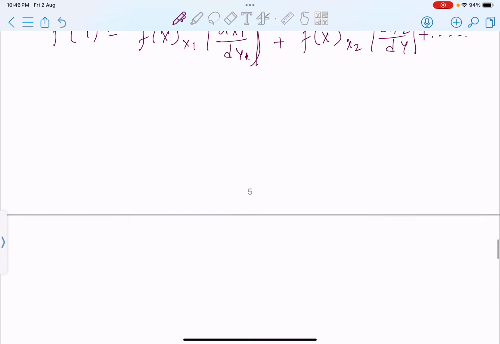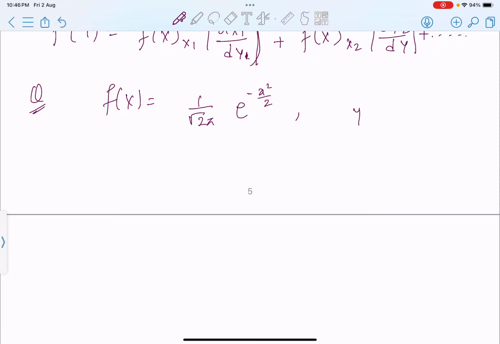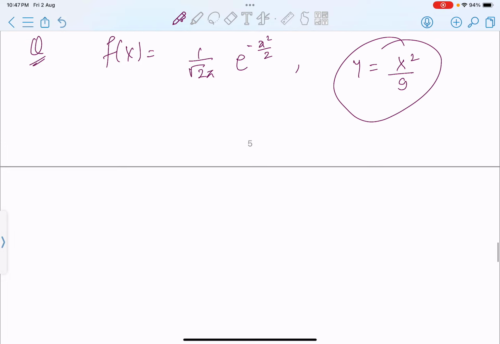Okay, let's see by an example. Suppose you have f of x equal to 1 upon root 2 pi e to the power minus x square by 2, and the transformation given is y equal to x square by 9. If you see, this transformation is non-monotonic. So what will be the roots? x square equal to 9y. What will be x1? It's not linear mapping, it will be 3 root y. And the second value, x2, will be minus 3 root y. These are the x1 and x2 things.